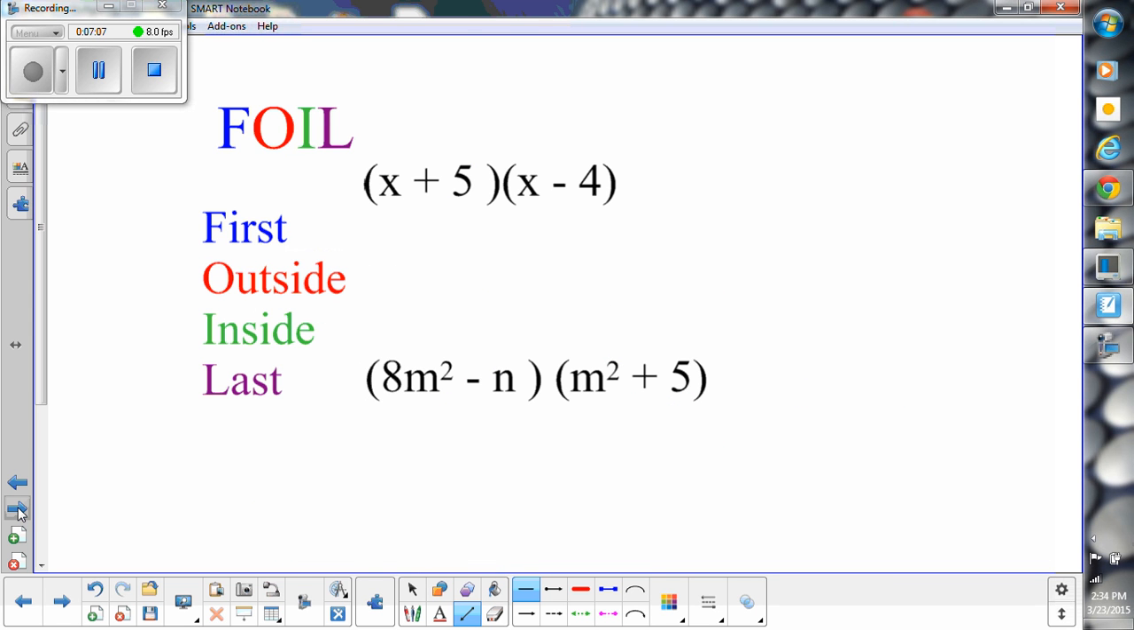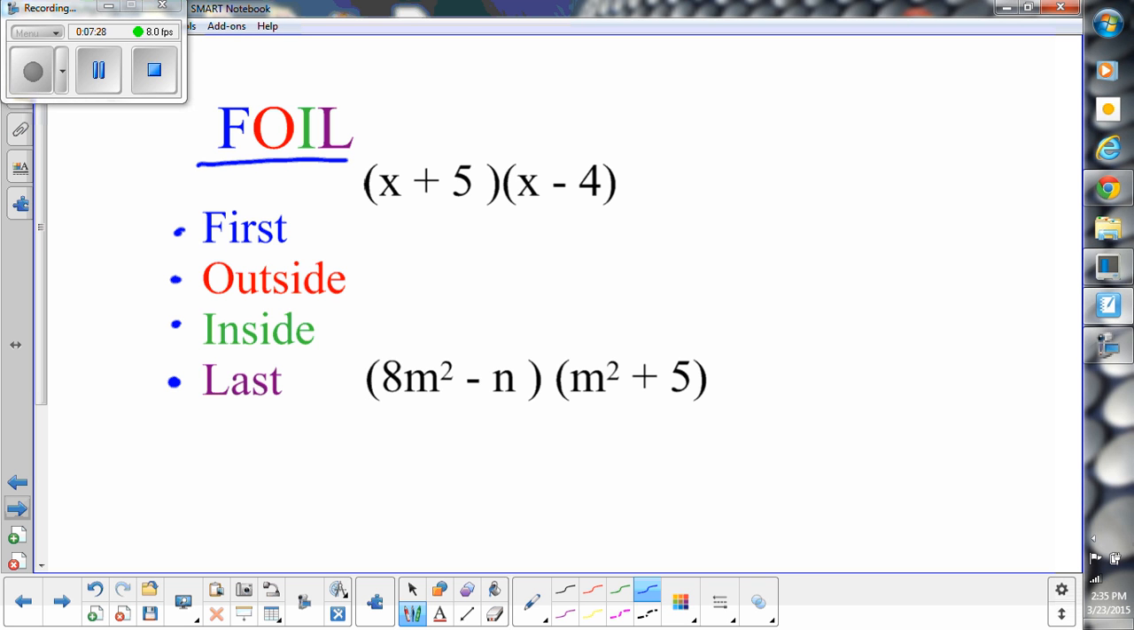And here's what you've been waiting for. We have our FOIL method of multiplication. This only works when you have a binomial times a binomial. The acronym FOIL stands for first, outside, inside, and last. And if you do this, if you're very artistic, you can make a nice little face. Let's see if I remember how to do this.